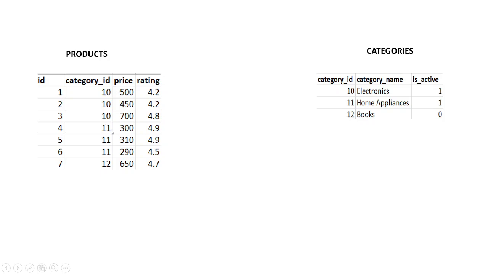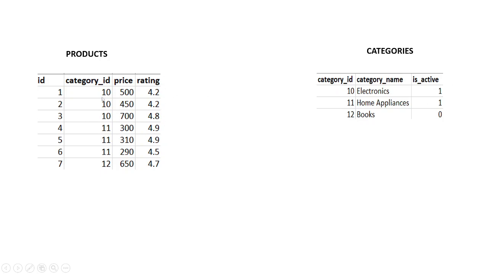This is the category ID. The first three products belong to category ID 10, that is electronics. The next three belong to category 11, that is home appliances, and the third category, 12, belongs to books. We can see that among these three categories only two are active and books is not active. So for each active category, we have to find their best rated product with the lowest price.